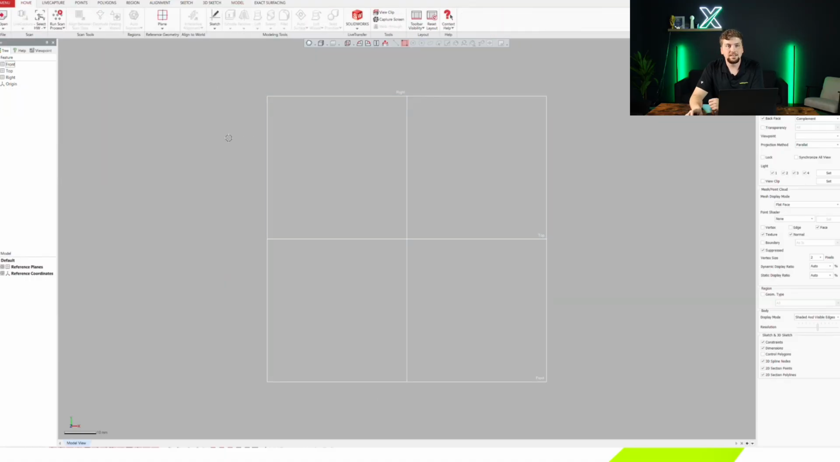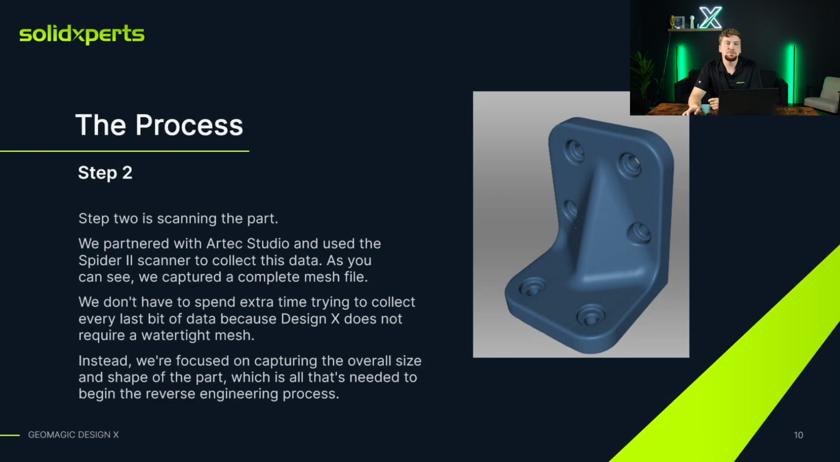Moving on to the next slide here, we're going to talk about step 2 of the process. Step 2 of the process for us is, because we are partnered with Artec Studio and we have almost all of their scanners, we opted to use the Spider 2 scanner to collect the data on this bracket. So as you can see here, we captured probably close to 99% of this bracket, but we don't need to focus heavily on collecting every bit of data.